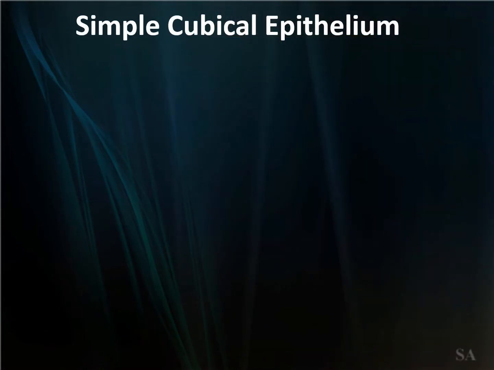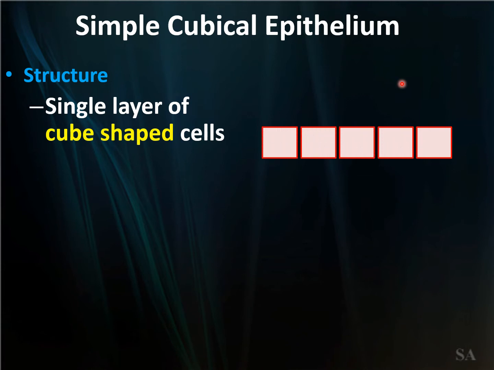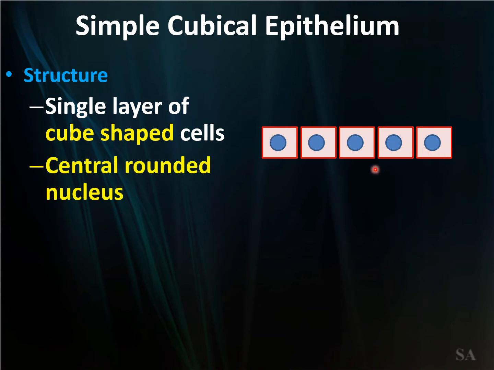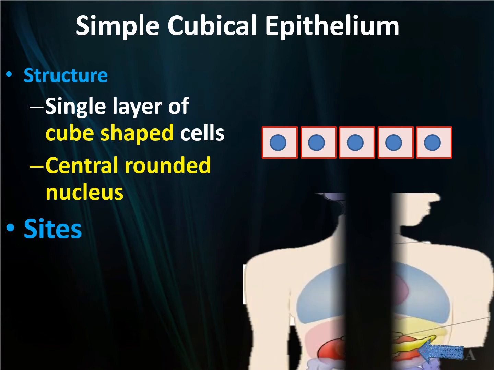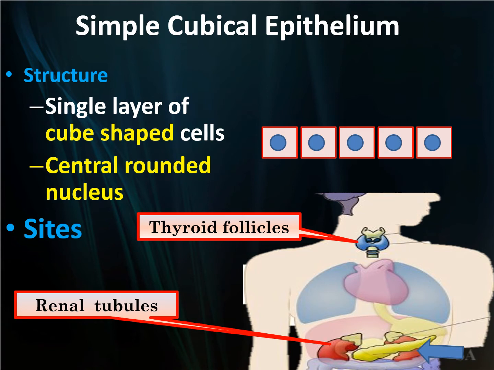The second type of the simple epithelium is the simple cuboidal epithelium. The shape of the cells is cube in shape. This cube shape has a central and rounded nucleus. Where can I find this cuboidal epithelium? It is present in the thyroid follicles in the thyroid gland, and the kidney tubules or renal tubules. So the simple cuboidal is cube in shape with central and rounded nucleus. It is found in the thyroid follicles and renal tubules.